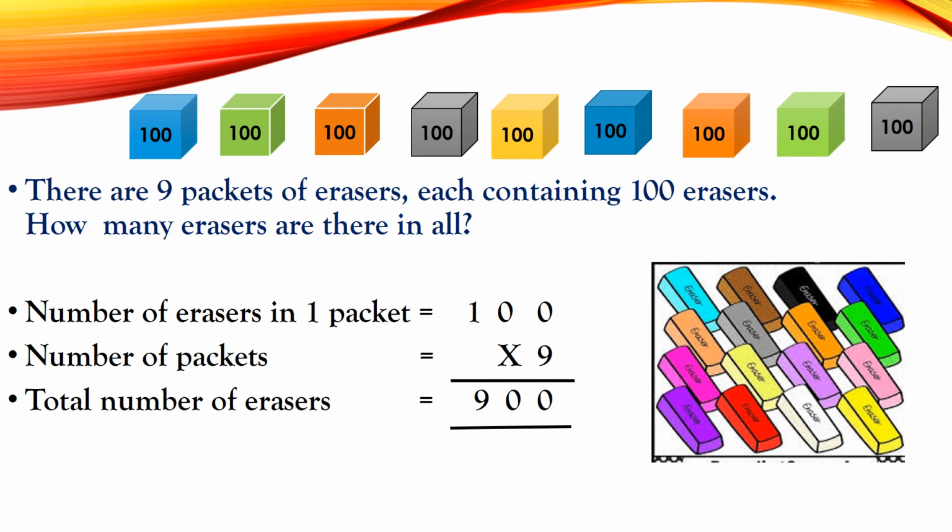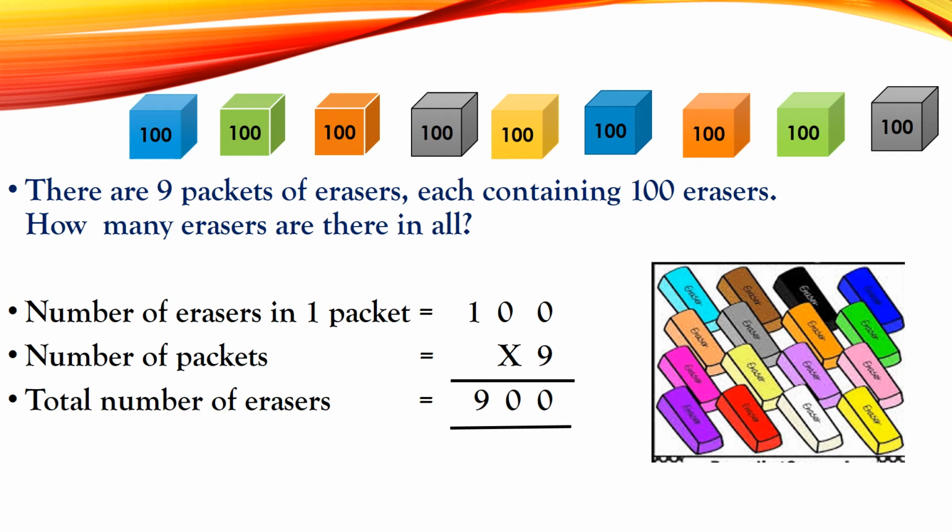So looking at the picture, we know it's a repeated addition and hence it would be easier to solve it by multiplication. The question asked here is how many erasers are there in all? Now let's frame the statement. Number of erasers in one packet is equal to 100. Remember, the bigger number always comes on the top.